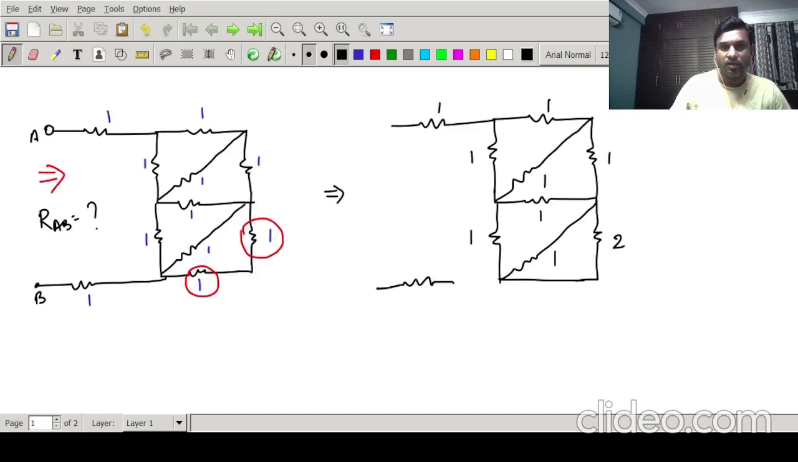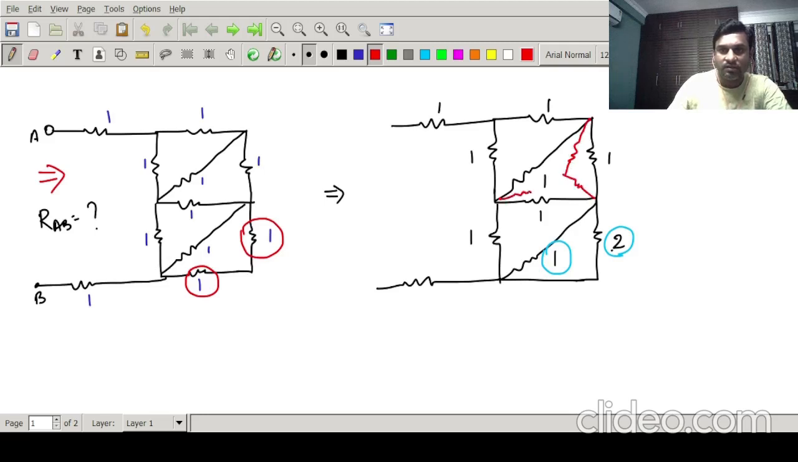Now the question is about this 2 and this 1. You can see these 2 and 1 are in parallel, so we can find their equivalent resistance. And now the question is, out of these 3 deltas, where can you convert delta to star? This will come with practice. Basically you can convert this delta to star, so I am making it like this.